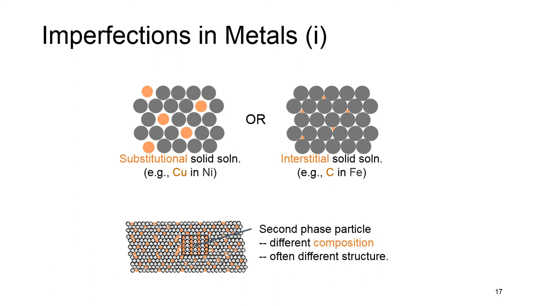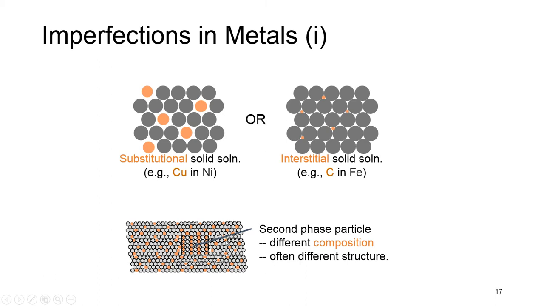If we look at imperfections in metals, there are two outcomes if impurity B, in orange, is added to host A, in gray. The first one is substitutional solid solution of B in A, which results in random distribution of point defects as shown here. Or you see interstitial solid solution of B inside A. This is found usually in steel as carbon in iron, and this is the solid solution of copper in nickel.